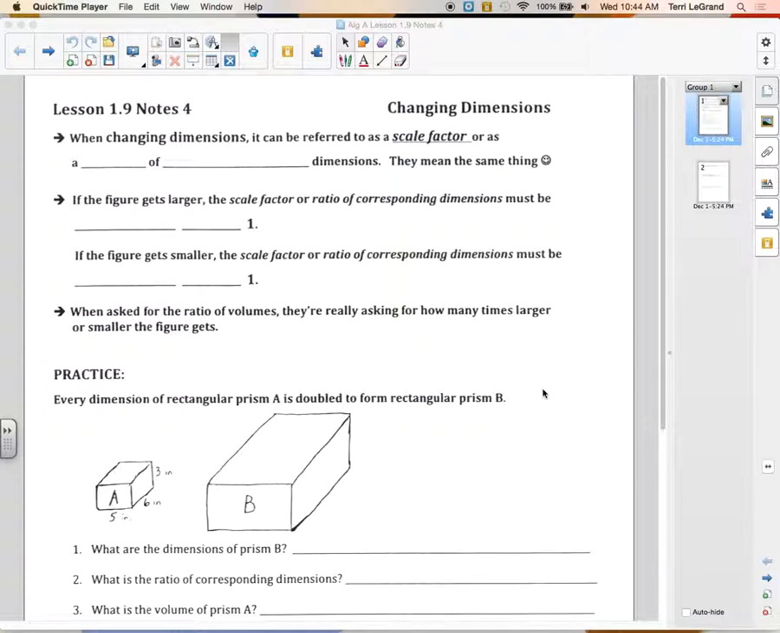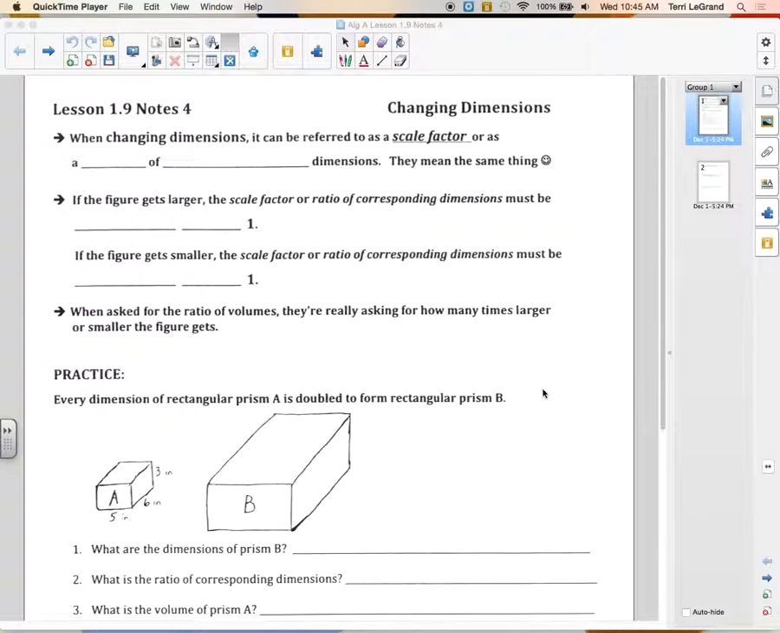With changing dimensions. Yesterday we were working with what happens when you change the dimensions of a two-dimensional object. How does it change the perimeter? How does it change its area? We'll talk about that here in a little bit.